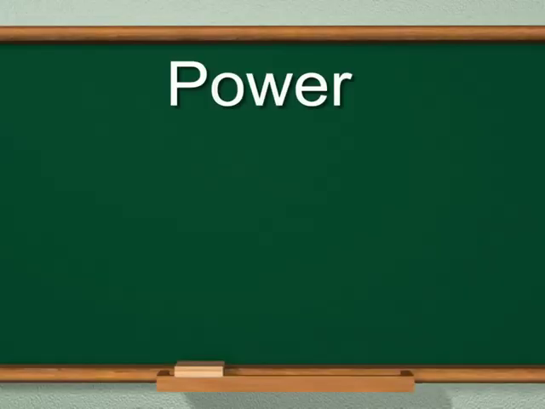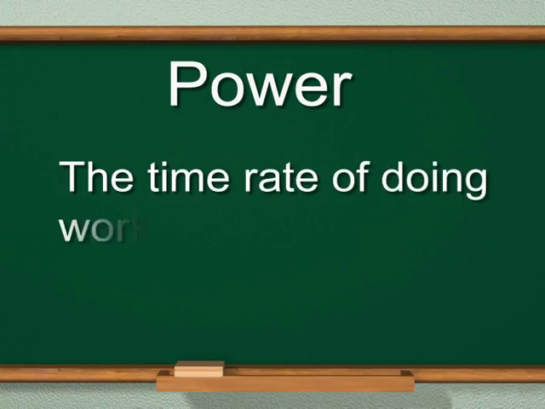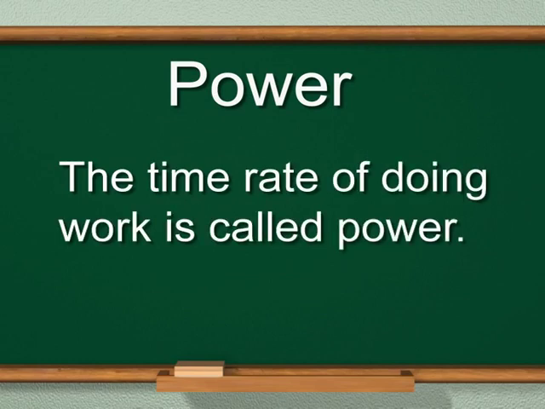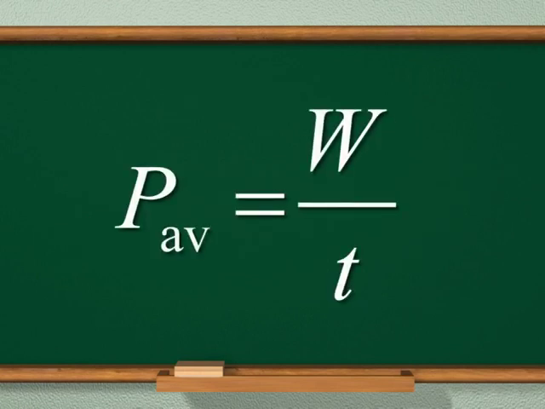Now, let us see what is power. The time rate of doing work is called power. If an agent performs the work W in time t, then average power P av is equal to W by t.